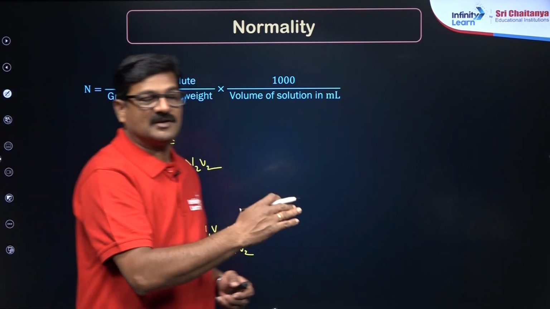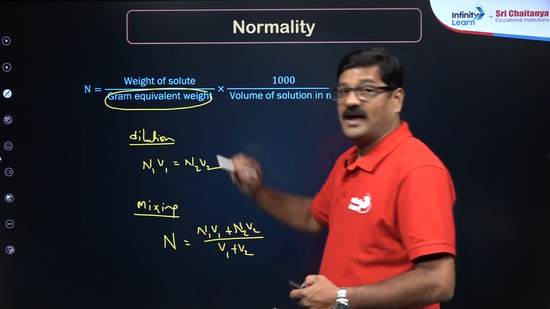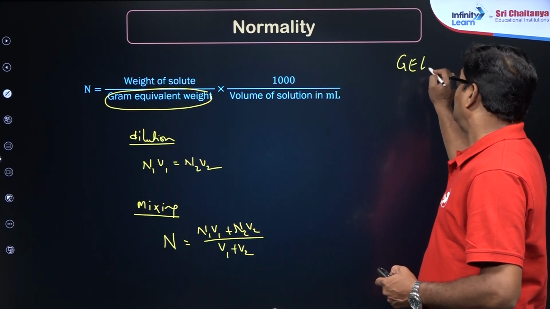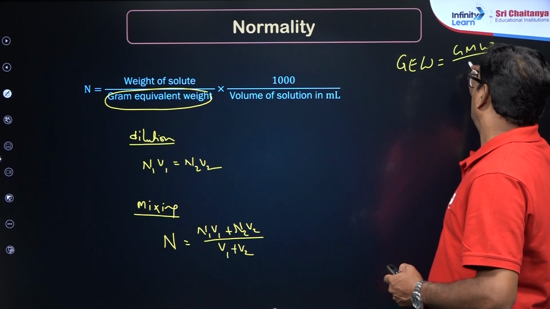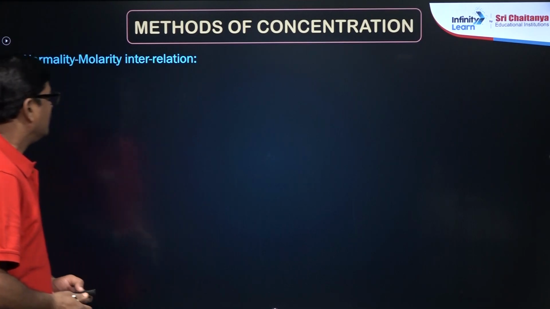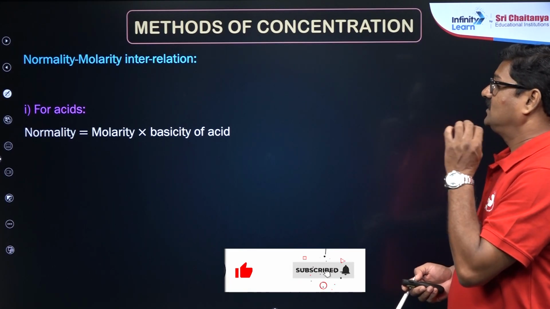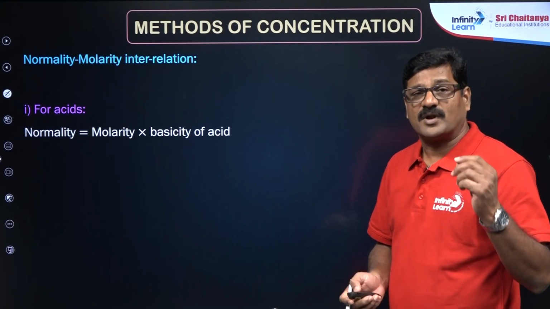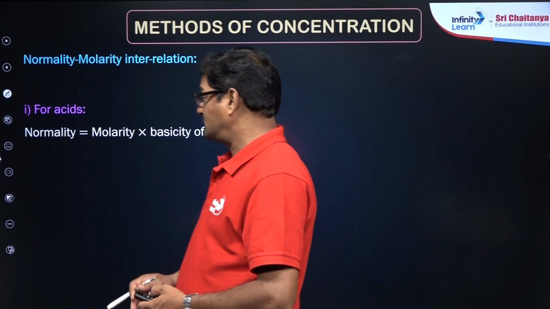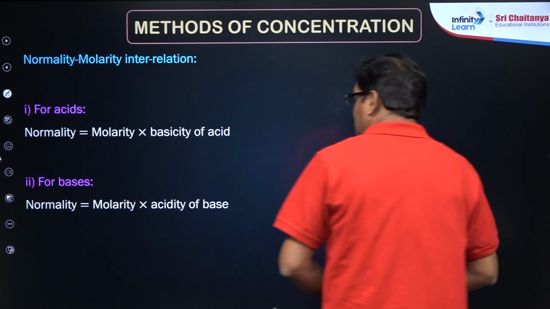And what is the relation between normality and molarity? Gram equivalent weight is equal to gram molecular weight upon N factor. And how do we calculate that N factor? For an acid, the N factor is the number of H plus ions that can be donated by one molecule of the acid, what you call the basicity. For a base, it is the acidity of the base.